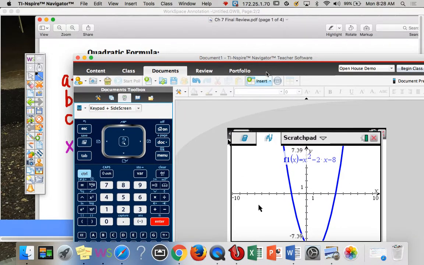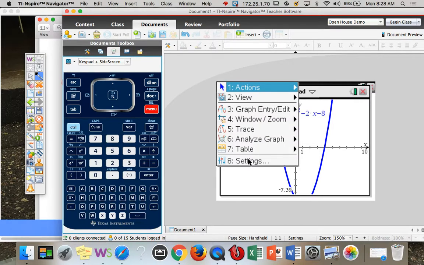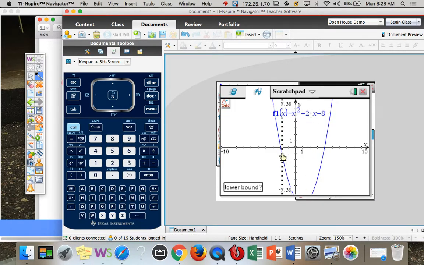And you can find the zeros that way. So you can use menu, analyze graph, and find the zeros. But here you can count pretty easily. We can see that one's negative 2, and we can see that the other is 4.